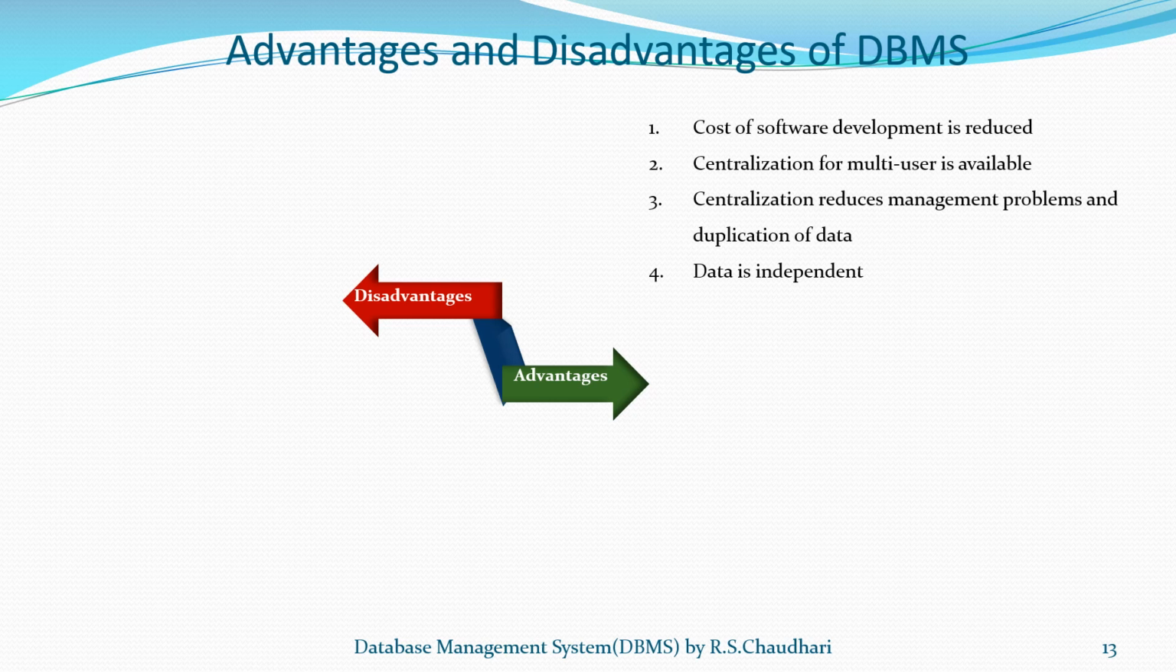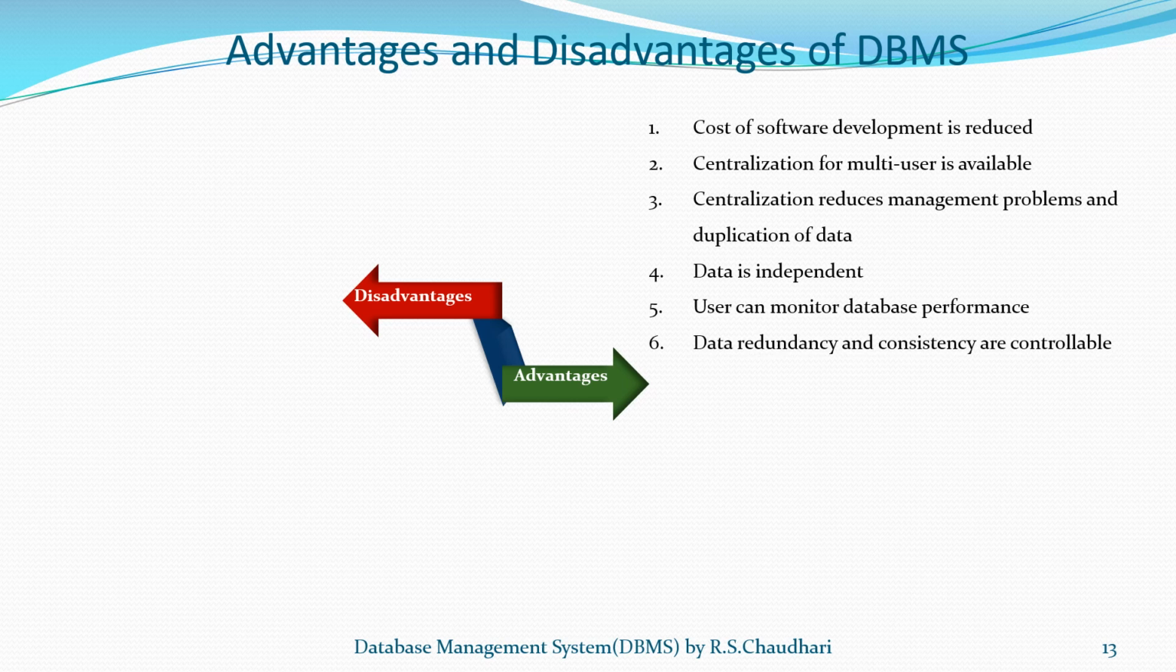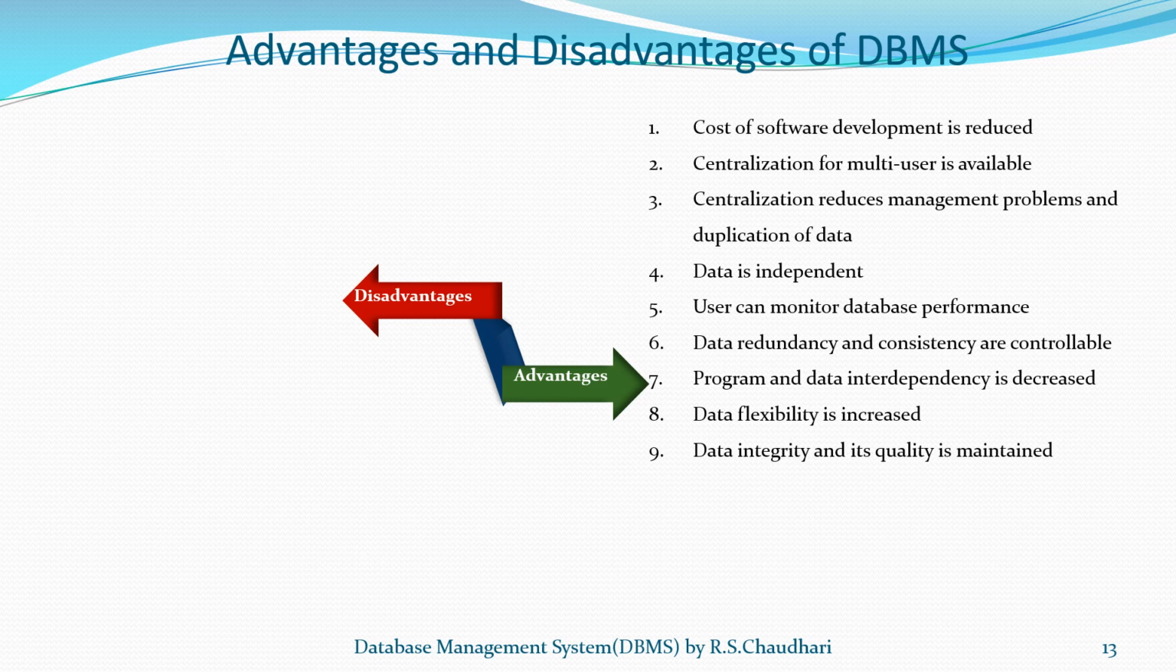Next is data is independent. Independently data is stored on different users system. Users can monitor database performance. Next, data redundancy and consistency are controllable. Next one, program and data interdependency is decreased. As our data is stored centrally, so the interdependency between program and data is decreased. Data flexibility is increased. Then data integrity and its quality is maintained.